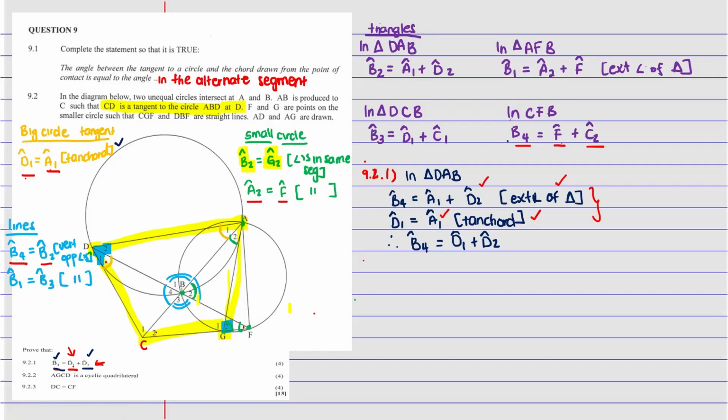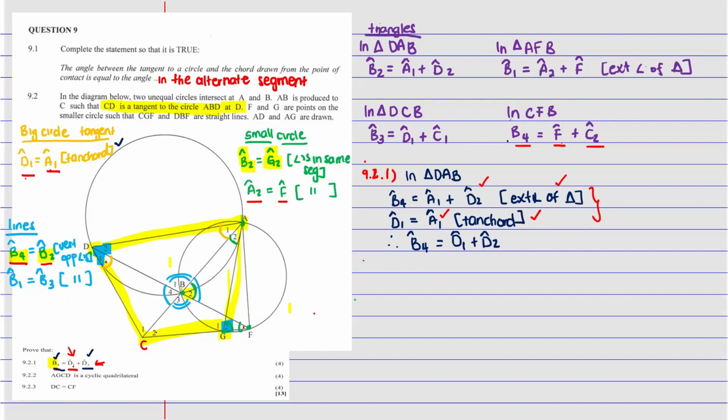So now we need to link it back. If this is equal to G2, what do we know about B4? We know that B4 and B2 are equal to each other, and that is vertically opposite angles, right? And then we know that B4 is equal to D1 and D2. Does the logic make sense? So do you see that now we have linked it back, and these two are equal to each other? And I'm going to write it down so that it makes sense.